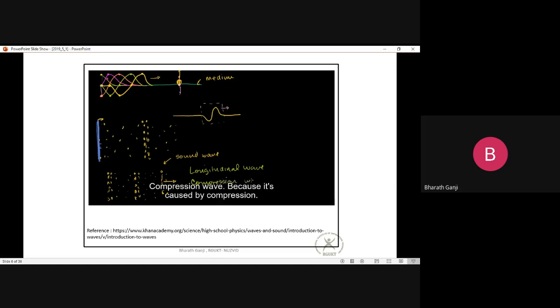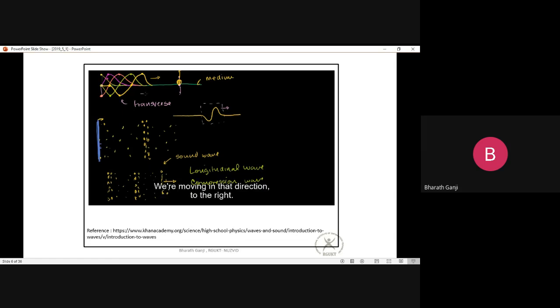Compression wave, because it's caused by compression. Our example of the string, this is called a transverse wave. Transverse, because the disturbance, the movement of the medium, is going in a direction transverse to, or in an axis that's transverse to, the direction of our movement.